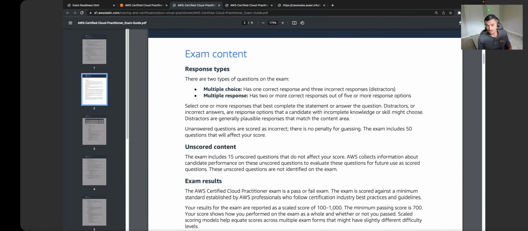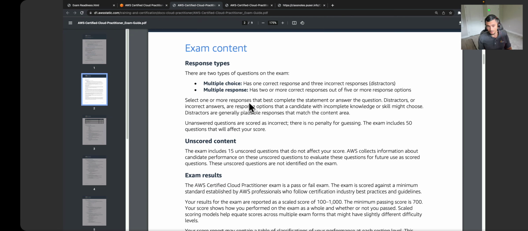The exam is both multiple choice and multiple response, so you will see both types of questions on the test. Multiple choice means there are maybe 4 options, and you have to select one correct option from the 4. Multiple response would be maybe 5 or 6 options, and you would have to select 2 or 3. So there's both on this test.